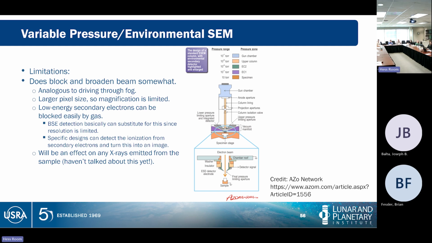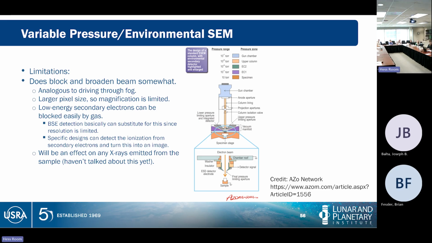It is also the case that if you have gas in your sample chamber, you will often almost completely block your secondary electron signal. It will not be easy to measure at all because the electrons are just too low energy, they get absorbed. Backscattered electron imaging can substitute for that somewhat. It's not perfect, but you can often get a beam from that.